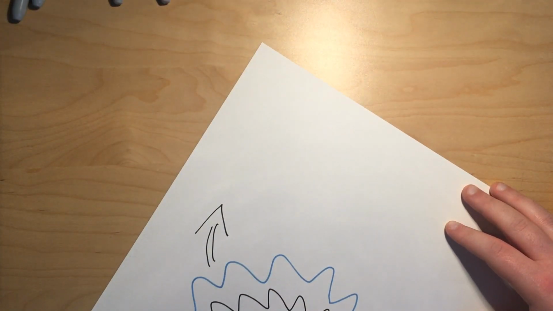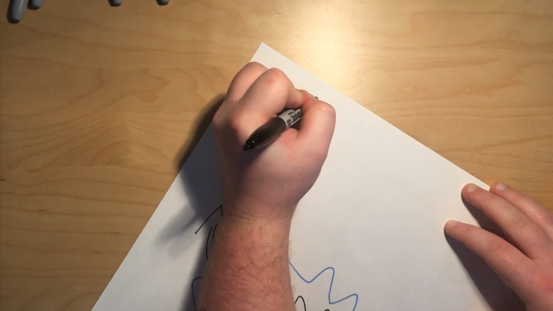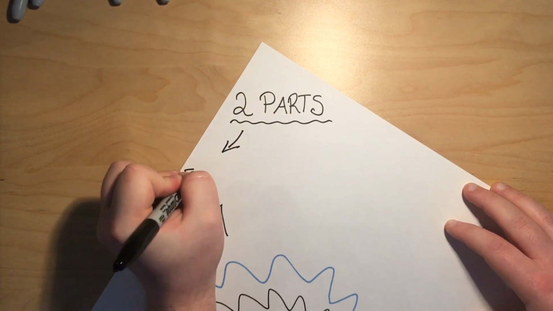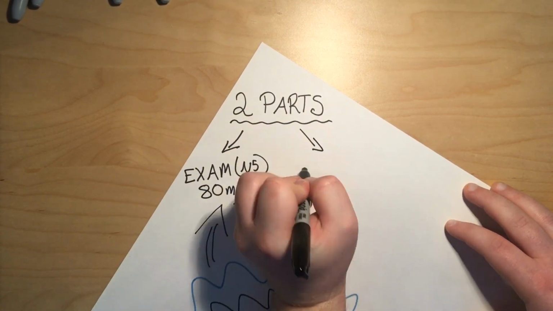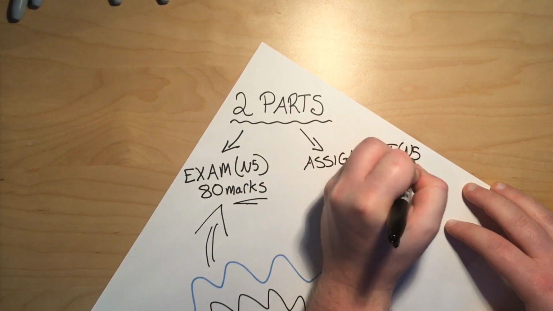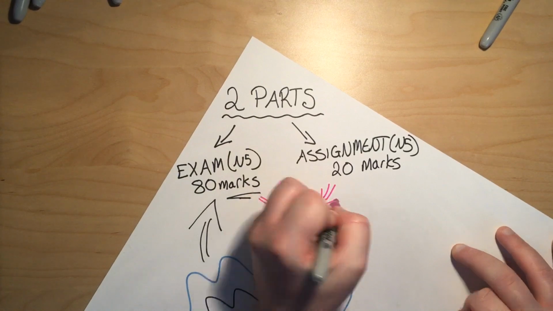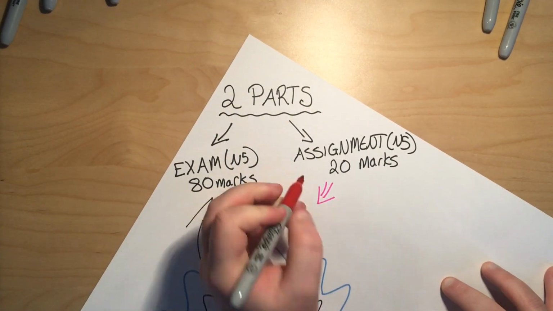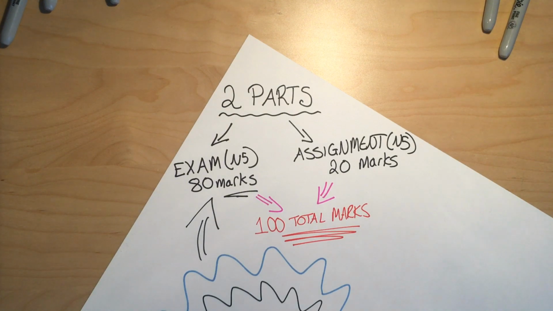At National 5 for Modern Studies, essentially how you're marked is split into two parts. There's the exam, which is worth 80 marks, and then there is the assignment, which is a research project you do yourself, worth 20 marks. Together the whole course is worth 100 marks, so you're going to get a mark out of 100 in the end.